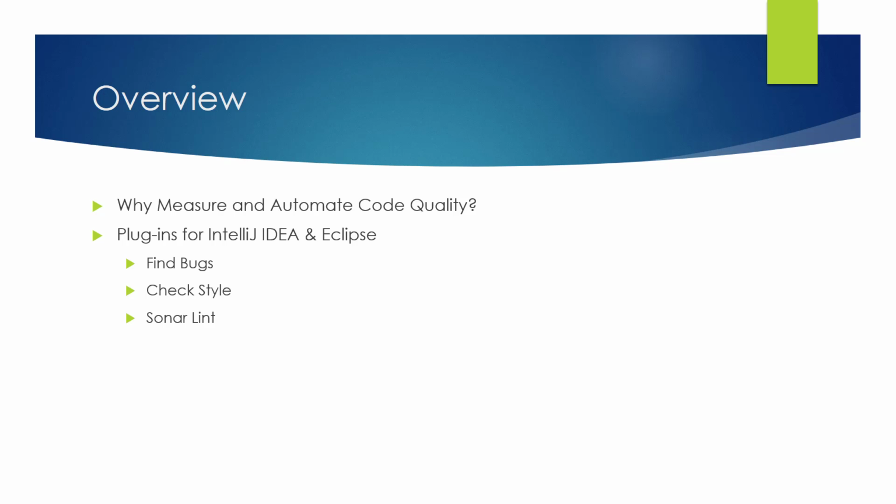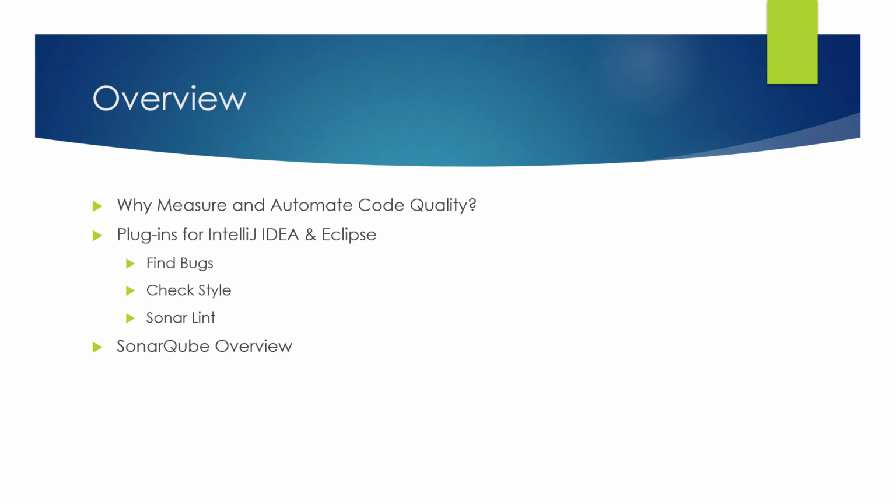We talked about plugins for IntelliJ and for Eclipse, which are generally the ones that most people are going to be using for Java coding. We talked about FindBugs, Checkstyle, and SonarLint. We've demonstrated how we can introduce issues into the code, have these plugins identify the issues, and then clean them up and see our code get better through applying these plugins.